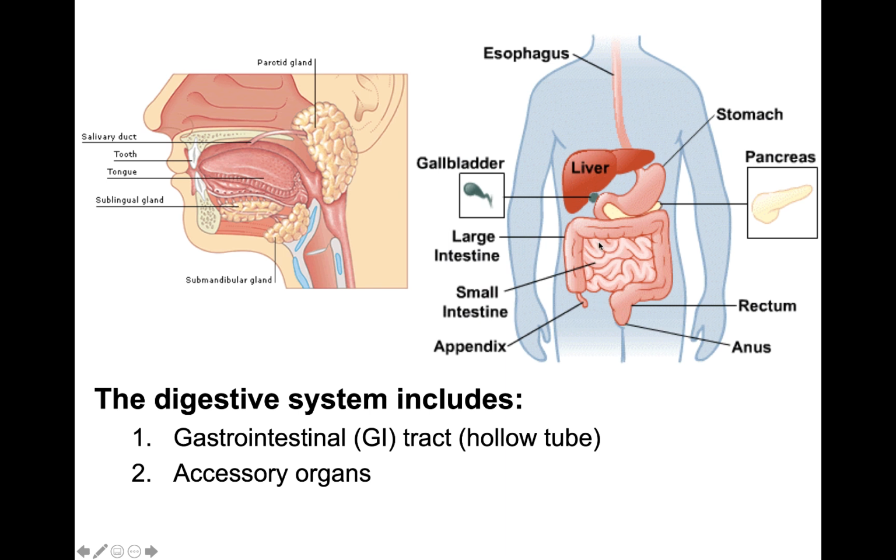Now this tube is going to be expanded at some places, so right here, and it's going to be narrow at some places. And in addition to that, you're going to have your accessory structures such as the gallbladder, liver, and pancreas that are going to release these enzymes or chemicals that are going to help digest the food.